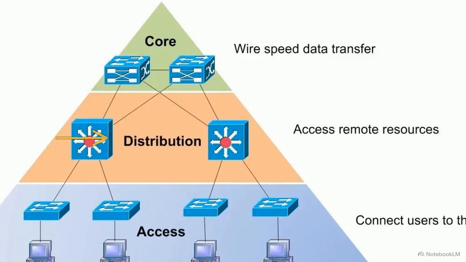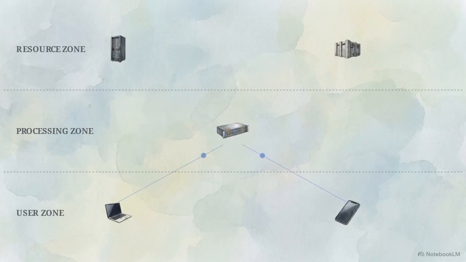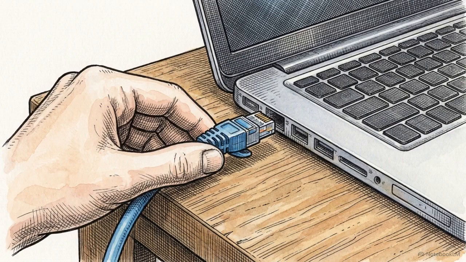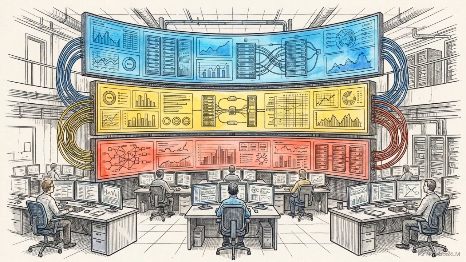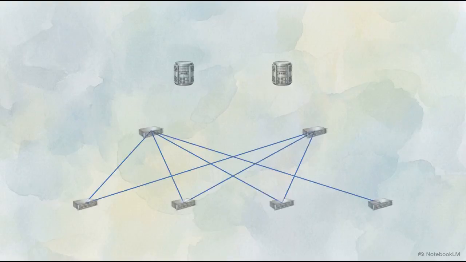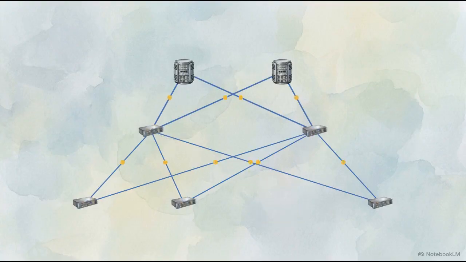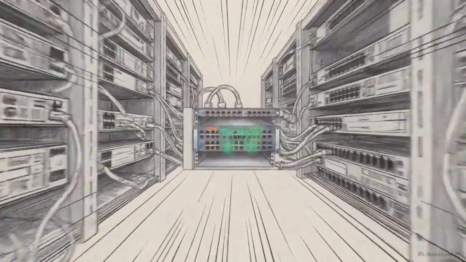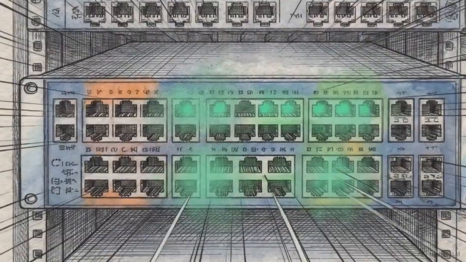Beneath the core is the distribution layer, which handles the heavy lifting. It aggregates all the traffic coming up from the individual users, applies network policies, and actively routes that traffic to the correct remote resources. Finally, we reach the base of the pyramid, the access layer. This is the exact physical point where end users, their computers, and their individual devices actually plug into the broader network. Isolating these operations into three distinct tiers gives network engineers total control. If a switch fails at the access layer, it can be troubleshot and replaced independently without bringing down the enterprise backbone.